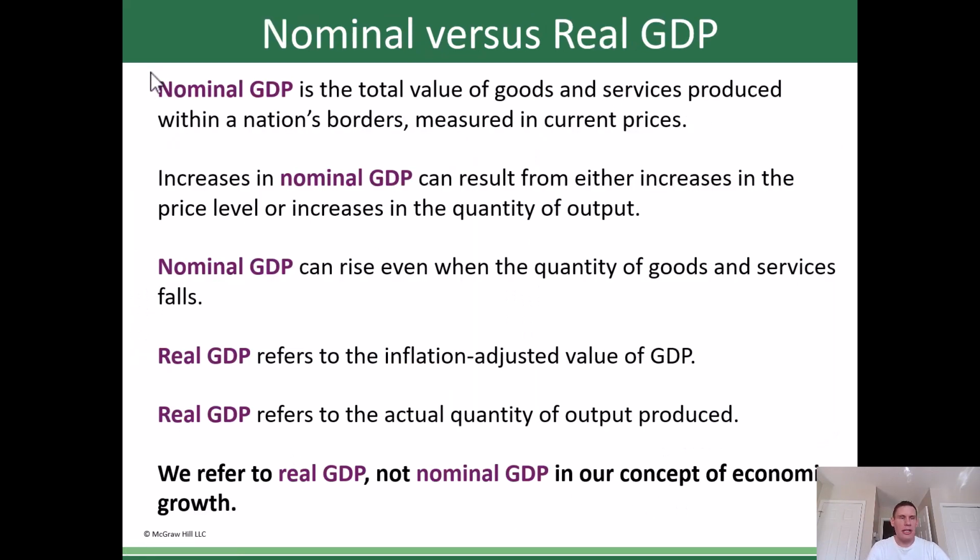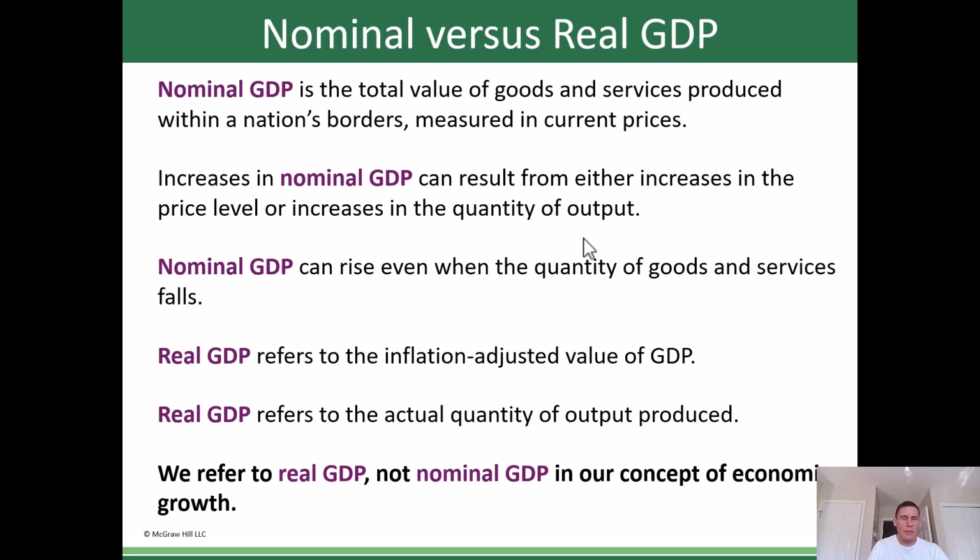Now let's talk a little bit about GDP, nominal versus real. Nominal GDP is the total value of goods and services produced within a nation's borders, measured in current prices. Increases in nominal GDP could result from either increases in the price level or the quantity, or actually it could be both, right? Think about P times Q, price times quantity, is revenue. Nominal GDP can rise even when the quantity of goods and services falls.